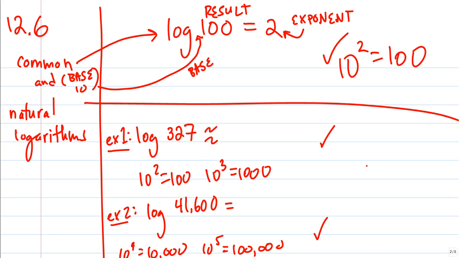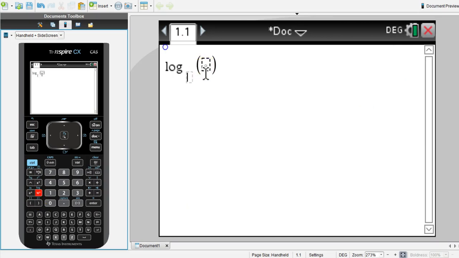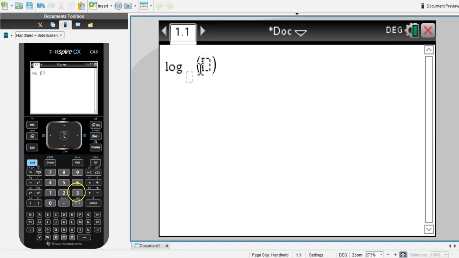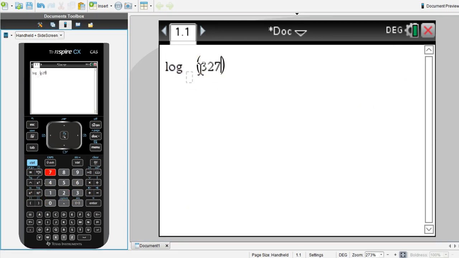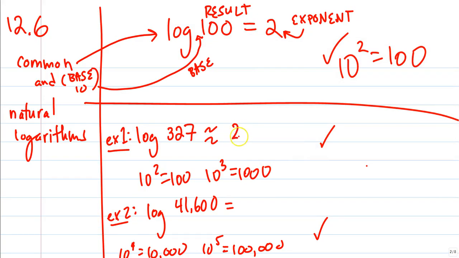Good news is your calculator is going to have a log button, log of 327. So that's going to be log, don't need to put a base, we're doing the common base, 327. And I said it's between 2 and 3. My calculator agrees, 2.51455. They'll probably have you do 3 decimal places, so like 2.515.